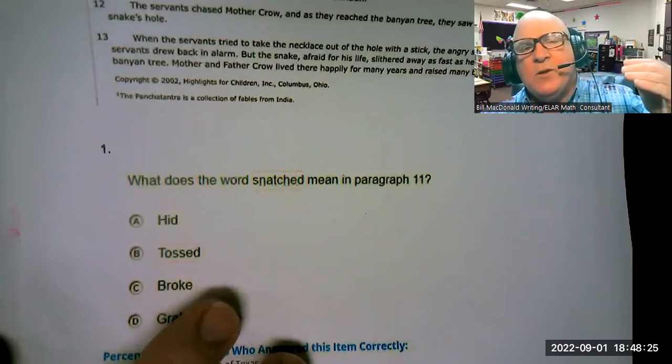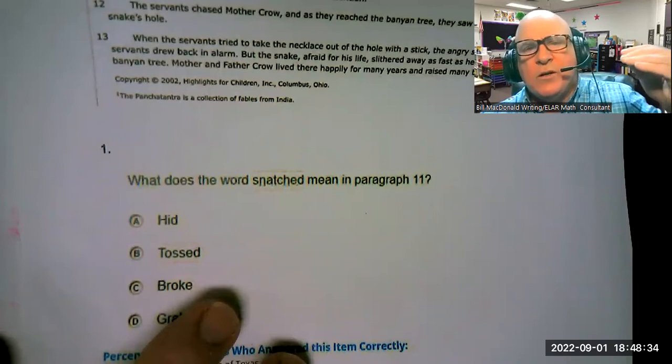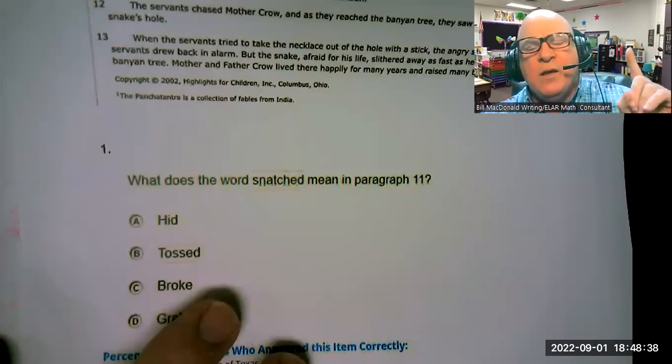So it's possible that your students could get 25, 30, 35% open-ended, constructed, or extended response. So make sure you message me or email me.